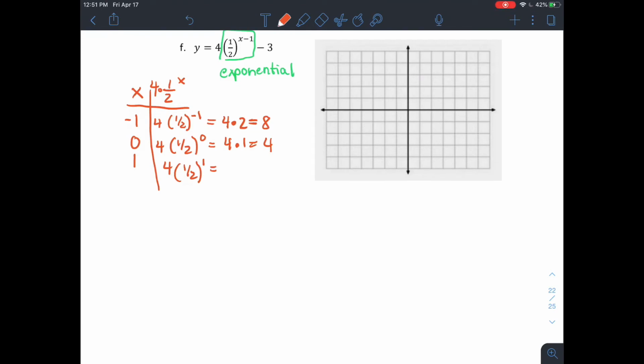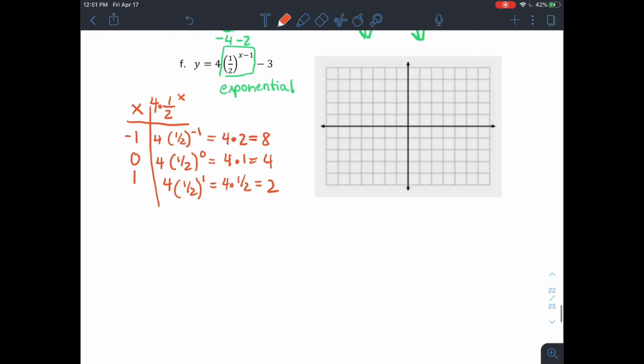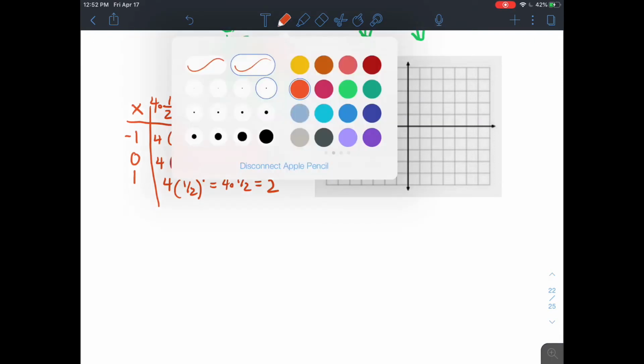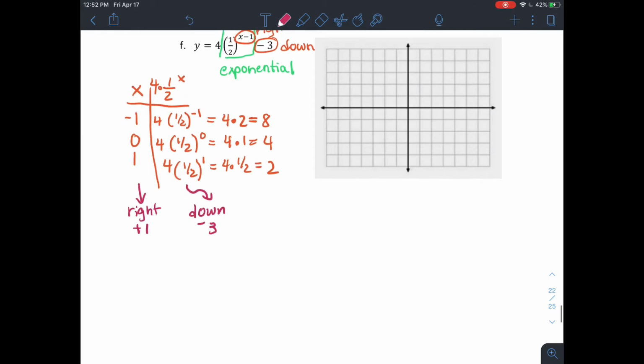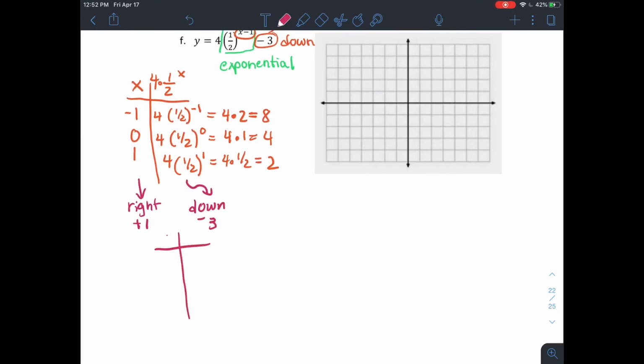And then 4 times 1 half will get you 2. I still need to translate to the right 1 and down 3. So let's change the coordinates of our points. If we're going right 1, then I'm going to add 1. If I'm going down 3, I'm going to subtract 3. So my final points for my translated function are going to be these ones in my table.